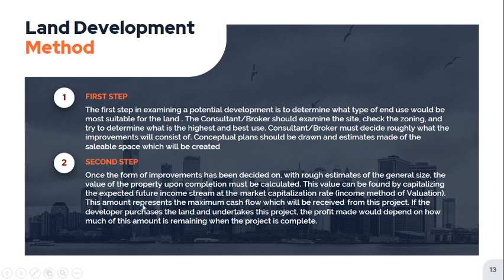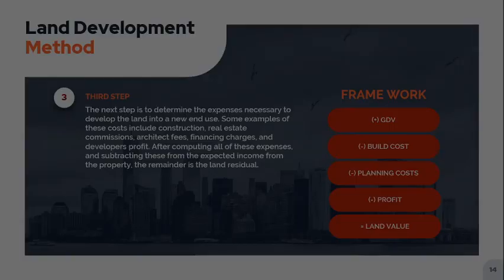So this amount represents the maximum cash flow which will be received from this project. If the developer purchases the land and undertakes this project, the profit made will depend on how much of this amount is remaining when the project is complete. So the second step is we need to find out the gross development value of the project.